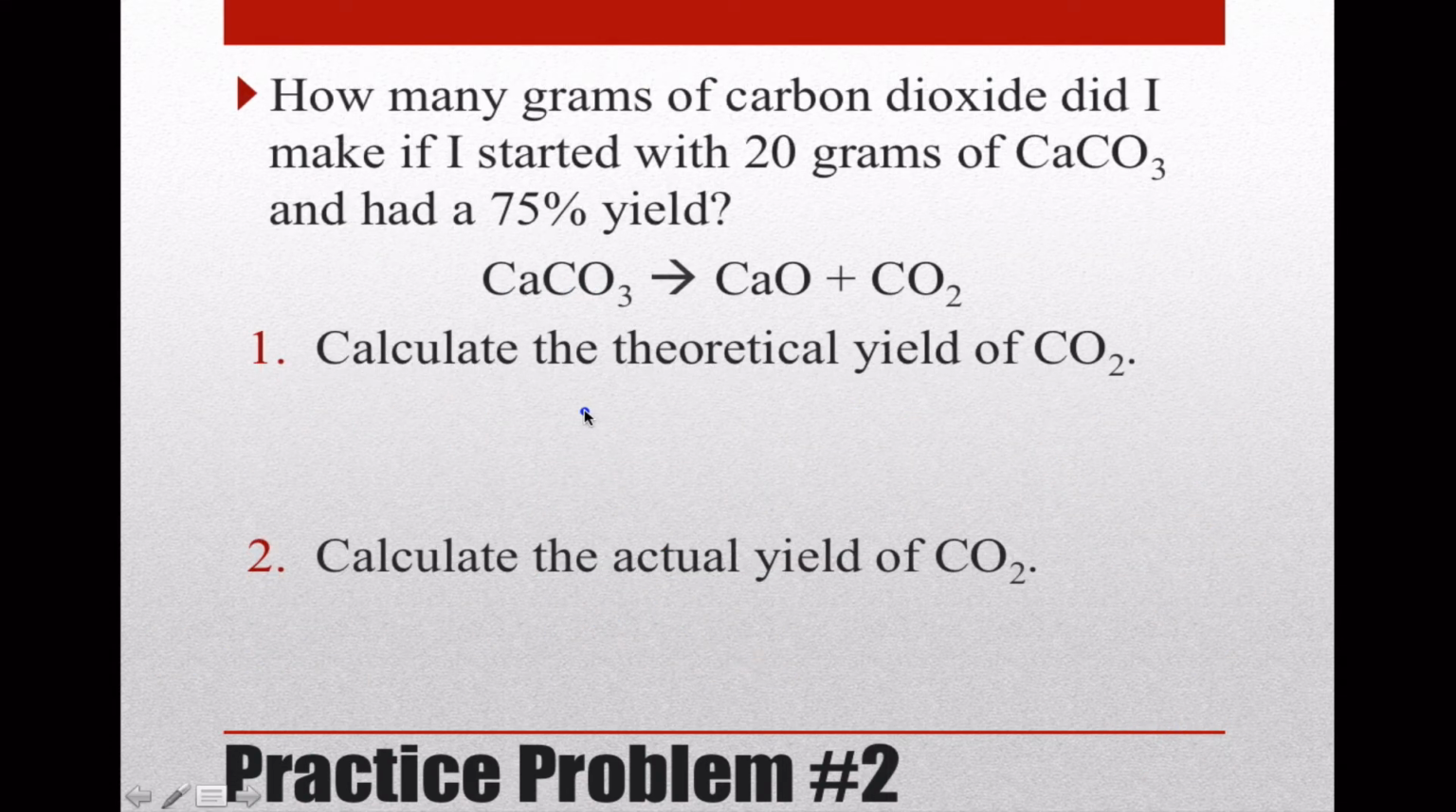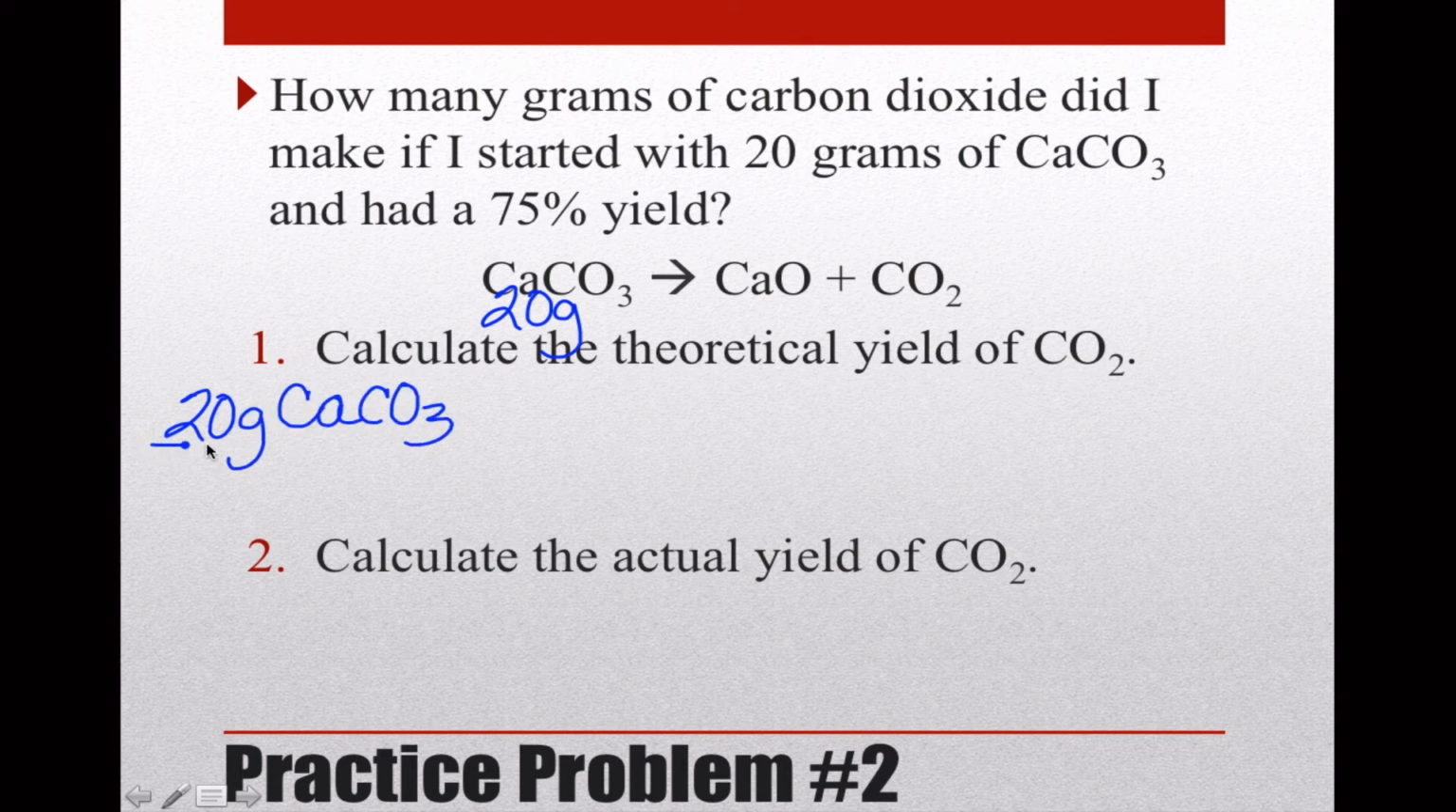The next question we have is, how many grams of carbon dioxide did I make if I started with 20 grams of calcium carbonate and I had a 75% yield? So this question is a little bit different. Instead of calculating the percent yield, they've given it to us, we're asked to calculate our actual yield. What did we really get out when we ran the experiment? But it's going to start the same way. We do stoichiometry to start with.